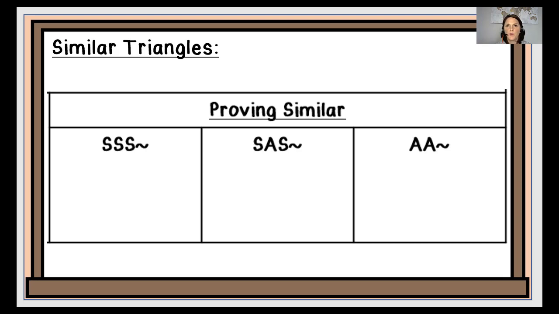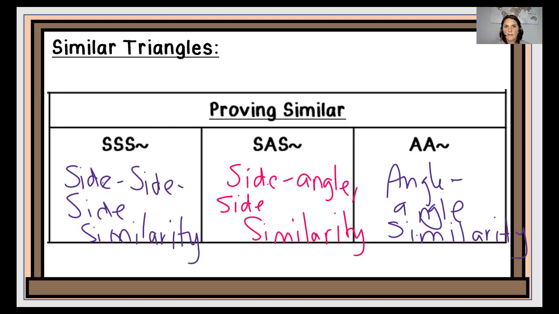In order to prove that two triangles are similar, there are three possible conditions. Side-side-side similarity, or SSS similarity, side-angle-side similarity, SAS similarity, or angle-angle similarity. For the last one, we only have to show that two angles are equal because then by default the third ones have to be equal. Okay, so again, side-side-side similarity, side-angle-side similarity, or angle-angle similarity.